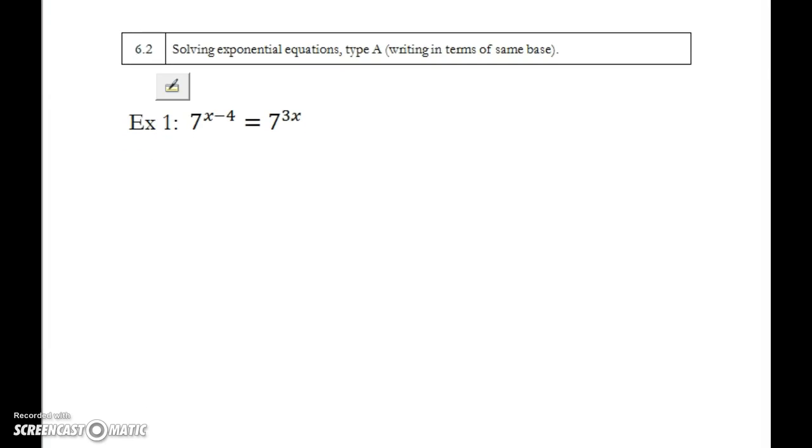So one of the things that we need to know in order to solve exponential equations is the following property. That property says that if we have a base raised to a power and the same base raised to another power, then those two powers have to be equal. So if the bases are equal, the powers are equal. Let's take a look at our first example.